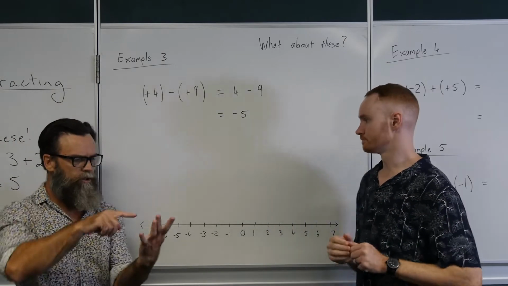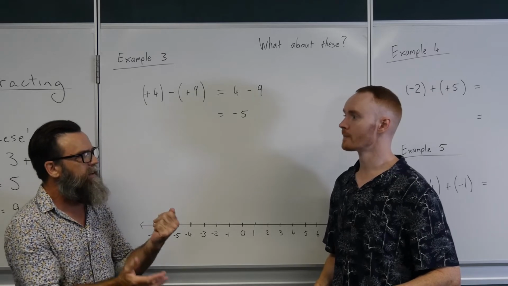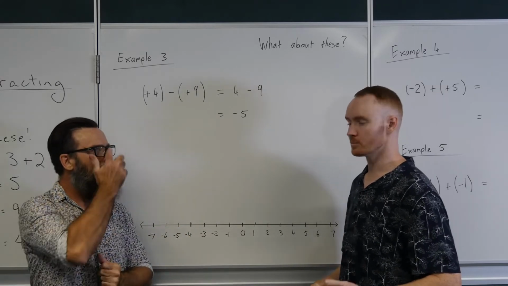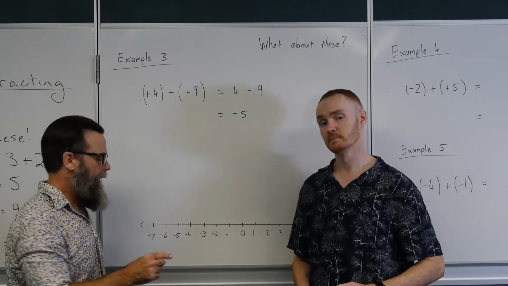Okay, so that's quite challenging to visualise because I start off with 4 things. How do I take away 9? I get to the negatives. How can we visualise that? Yeah, it can be a little bit tricky, but this is where we need to use one of our mathematical weapons.